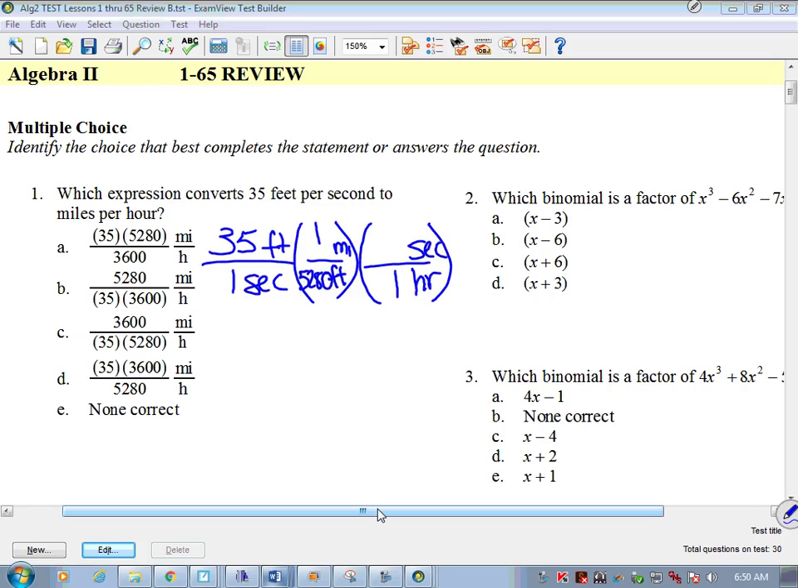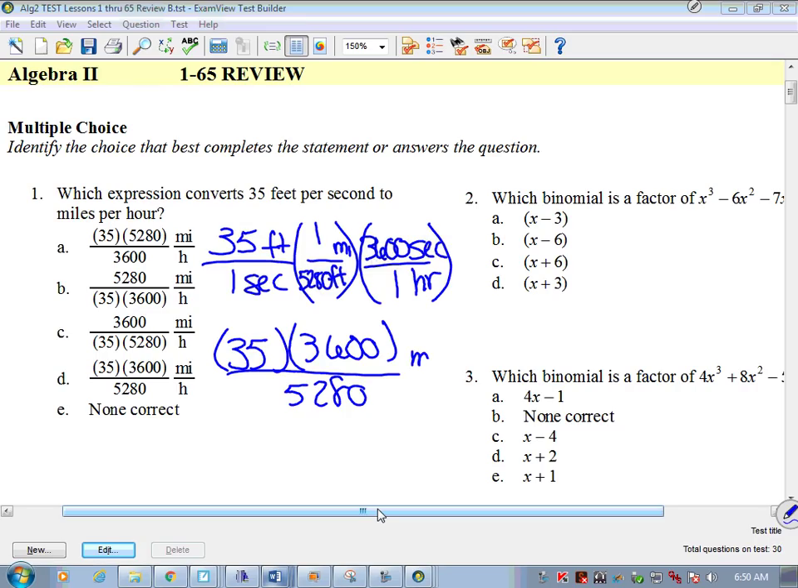And this is 3,600 seconds to an hour. It's 60 seconds to a minute, 60 minutes to an hour. So essentially what this boils down to is 35 times 3,600 over 5,280. And that's going to get me into miles per hour, which should be what we see right here. I'll look through my answer key list, make sure I'm not getting anything wrong here, and we're pretty good there.